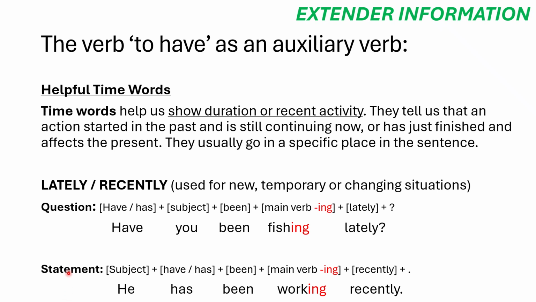In a statement: subject plus have or has plus been plus main verb plus recently. He has been working recently. Recently is near now, often a change. It feels like in the last few days or weeks. It is important to know that we don't say recently with a finished time.